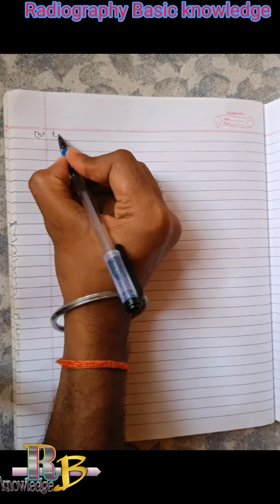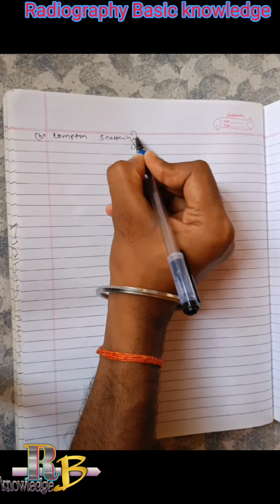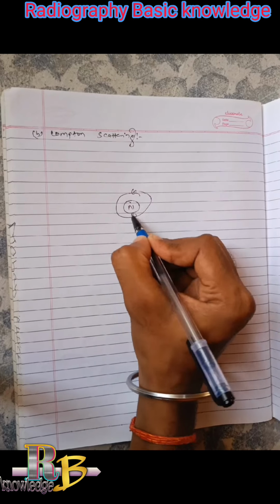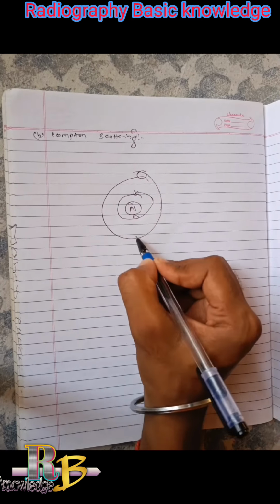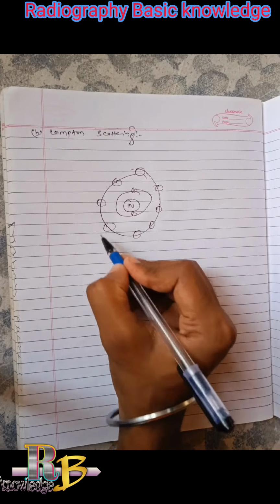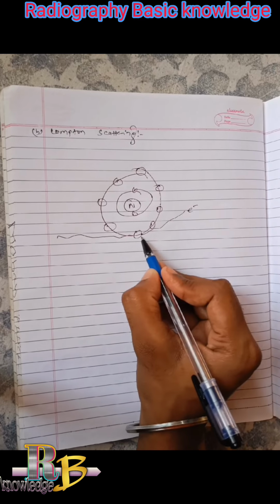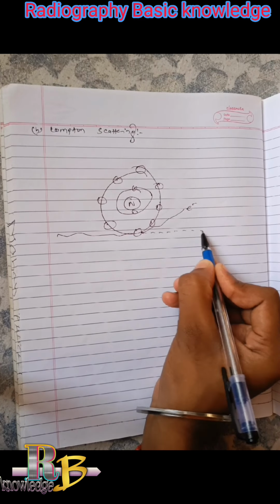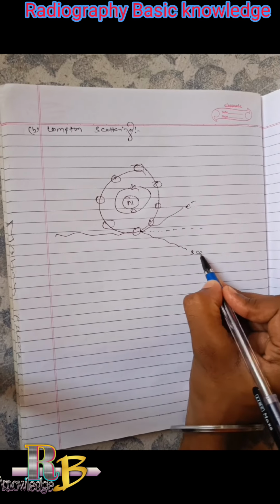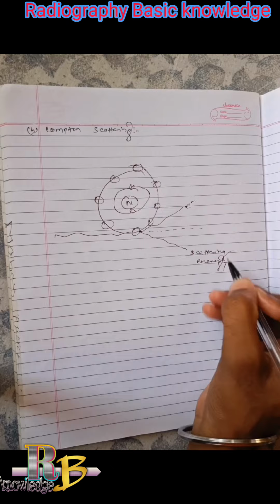Next, Compton scattering. In this process, when an incident ray comes to the outermost shell of the electron, it ejects that electron out. There is the direction of the incident ray, the direction of the scattered energy, and the ejected electron.